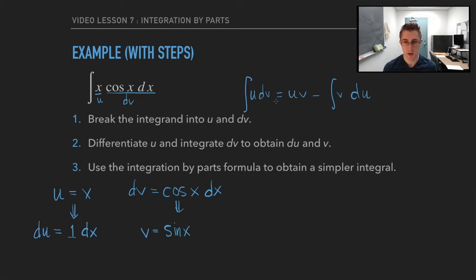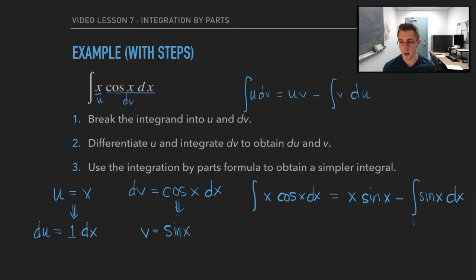Okay. So now the integral of u dv, which is x cosine x dx, following the formula, I have u times v, so that's x times sine x, minus the integral of v times du. So v is sine x, and du was just dx, because the derivative of x was equal to 1.